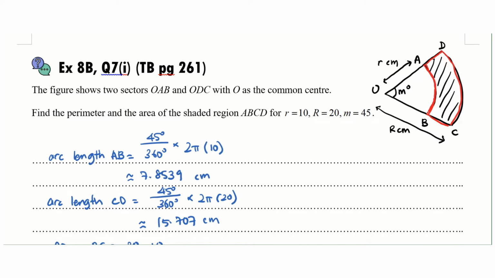Arc length of AB is actually a part of the sector OAB. So we will consider m degrees, which is 45, over 360 times the circumference of a full circle where the radius is 10. That's why we substitute 10 over here. We will do the same thing to find the arc length of CD, but the difference is that the radius is larger at 20 cm.